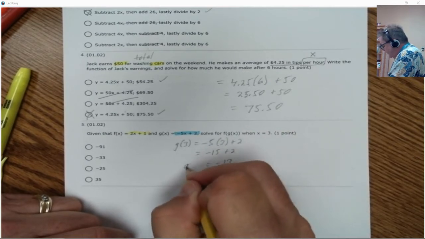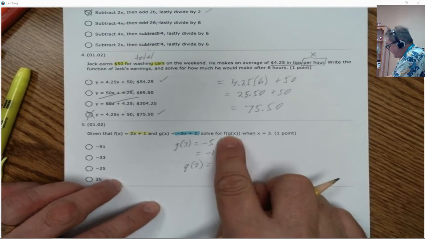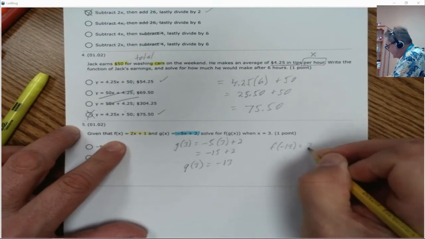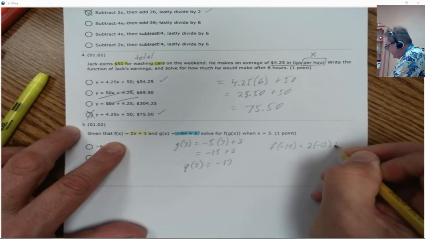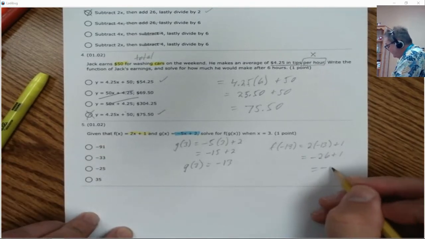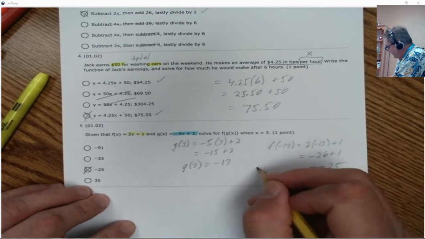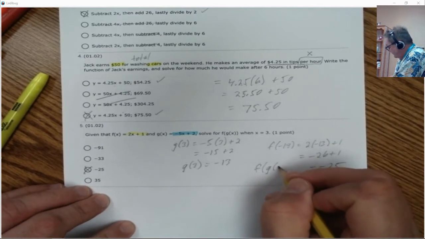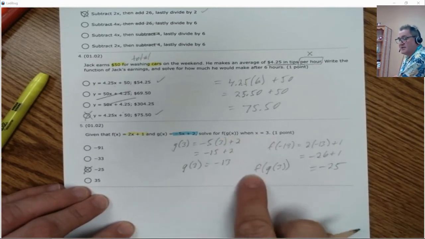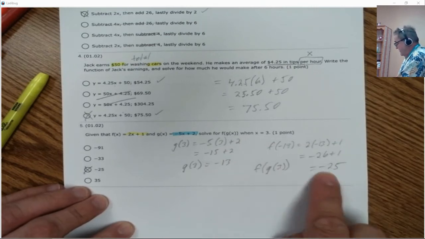So g of 3 is negative 13. So what is f of negative 13 then? 2 times negative 13 plus 1. So 2 times negative 13 is negative 26 plus 1 equals negative 25. So that's it right there. So f of g of 3. Because we said x equals 3, so we can substitute x in there. So f of g of 3. So when g of 3 is negative 13, and then we take the f of negative 13, we get negative 25.